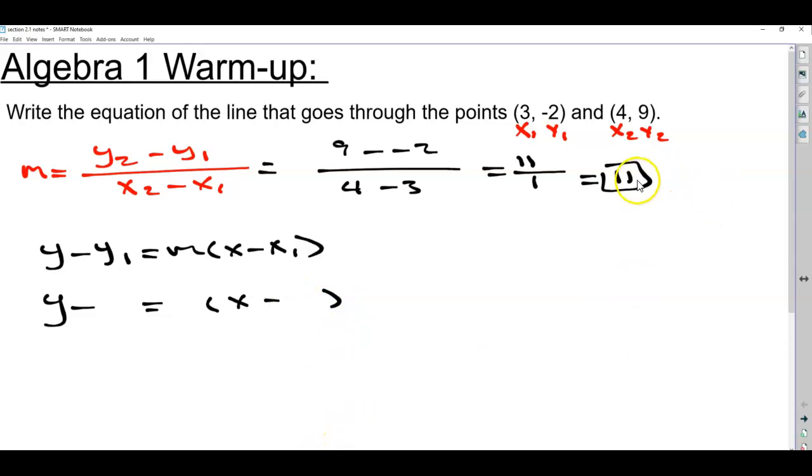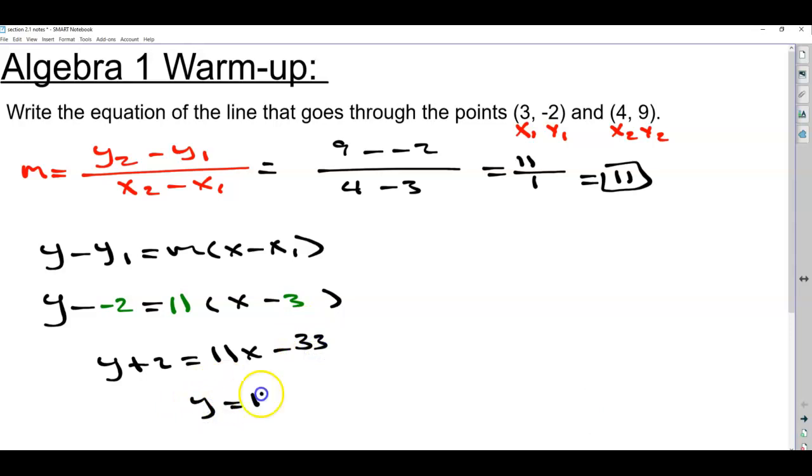So what do we know? We know the slope is 11. I know that y1 is -2. And I know that x1 is 3. Now, technically, you could stop here, but we also want to do the distributive property, distribute the 11, and then subtract 2. And here's the equation of the line given 2 points and finding the slope.